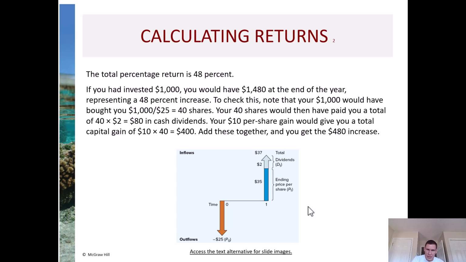A pretty nice increase there. To check this, note that your 1,000 would have bought you 1,000 over $25 equals 40 shares. Your 40 shares would then have paid you a total of 40 times 2, $80 in cash dividends. Your $10 per share gain would give you a total capital gain of 10 times 40, which is of course 400. If you add those together, there you get the $480 increase.